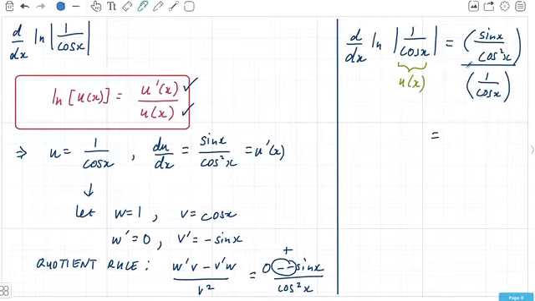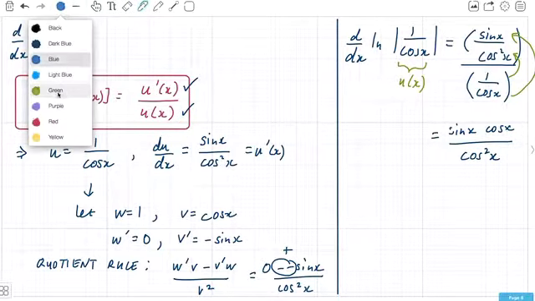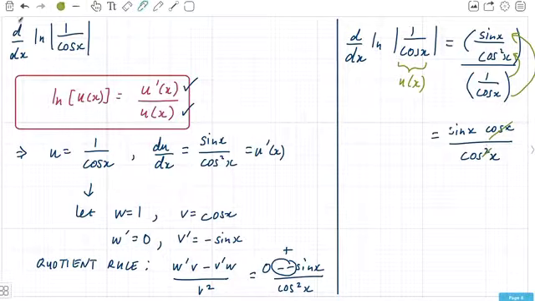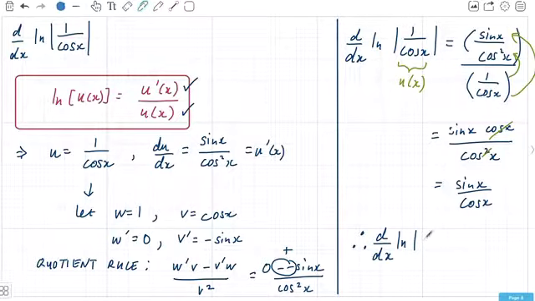Now that looks really ugly, so I'm going to do that trick of bringing what's on the bottom all the way up to the top, and the 1 to the middle there. So we have sine x cos x over cos squared x, and you can then cancel. Boom, boom. So our answer is sine x over cosine x, which you'll recognise as tan x. So the derivative of our original function, log of 1 over cos, which is sec x, is simply tan x. How beautiful is that? It's quite amazing.